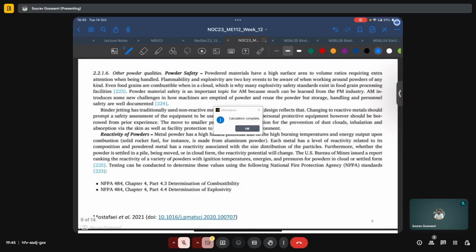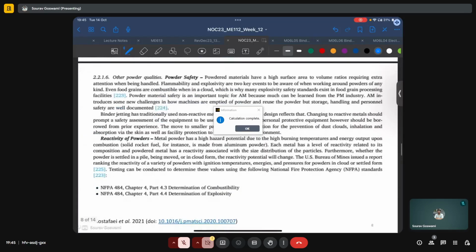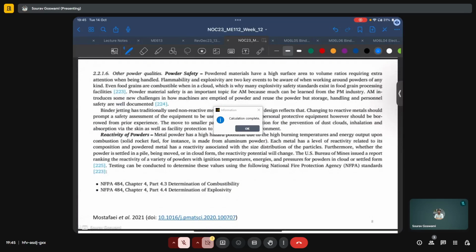Then there are some other aspects such as the powder quality. In terms of powder safety, powder materials have a high surface area to volume ratio, requiring extra attention when being handled. Flammability and explosivity are two key events to be aware of when working around powders of any kind, such as metal powders. Even food grains are combustible when in a cloud, which is why many explosivity safety standards exist in food grain processing.